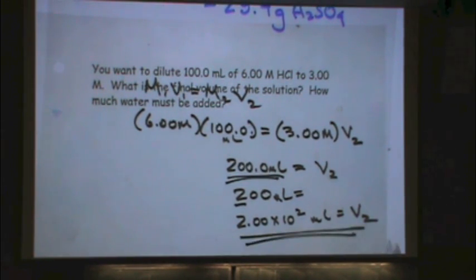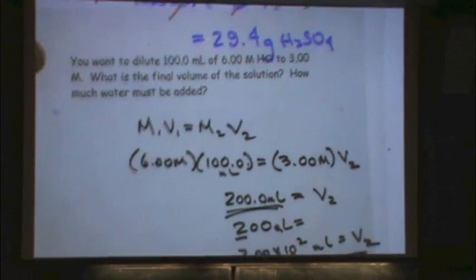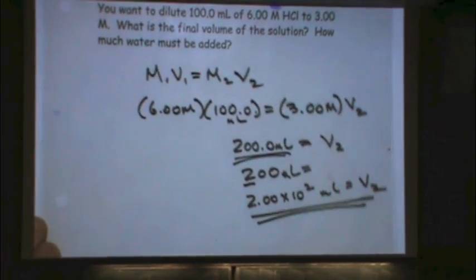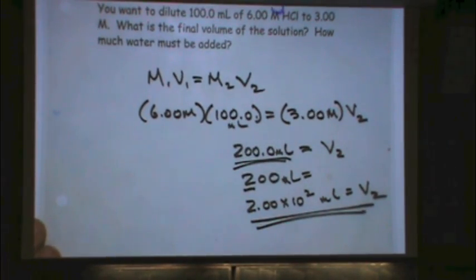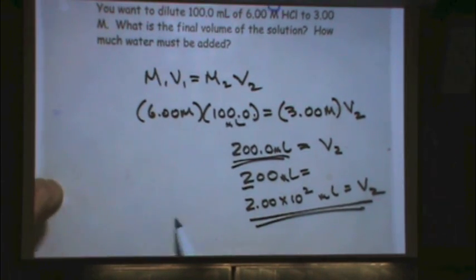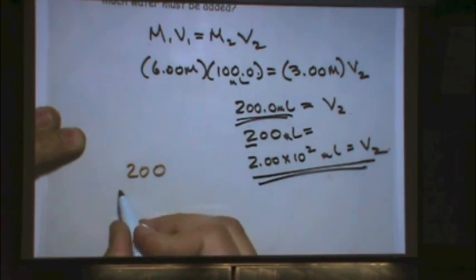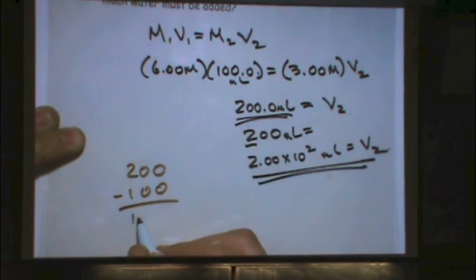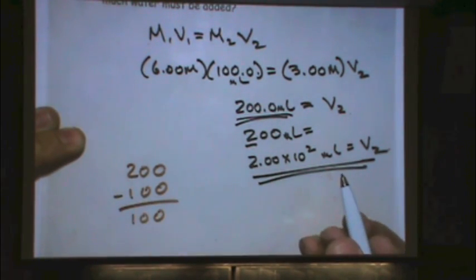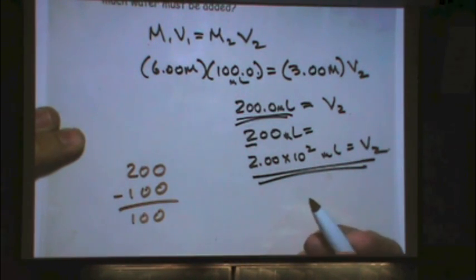Okay. Now, for the next part of the question, how much water must have been added? How much water did I have? Well, simply, I'm left with 200. I started with 100, so I must have added 100. It's the difference between the two volumes, V2 and V1.